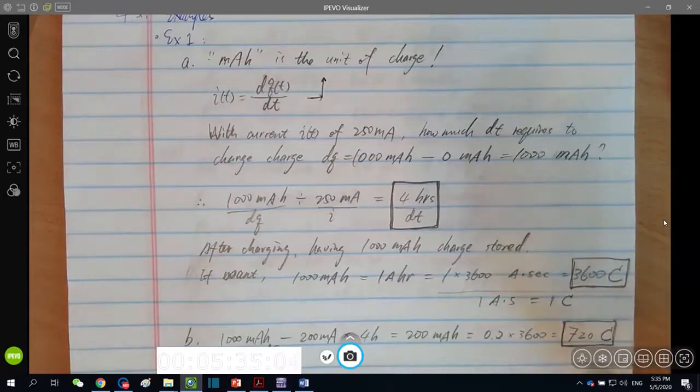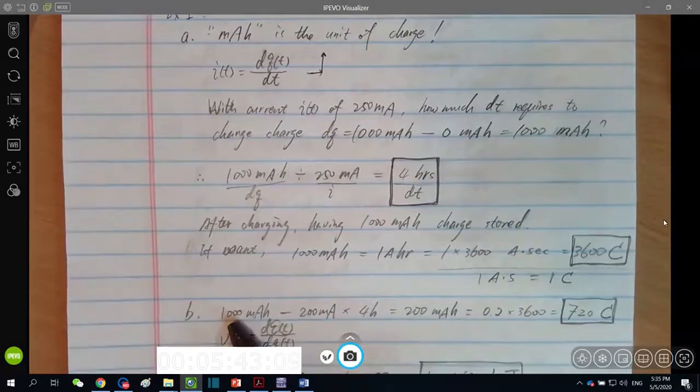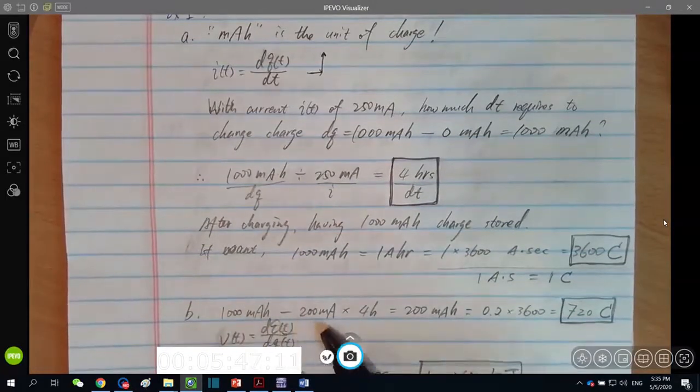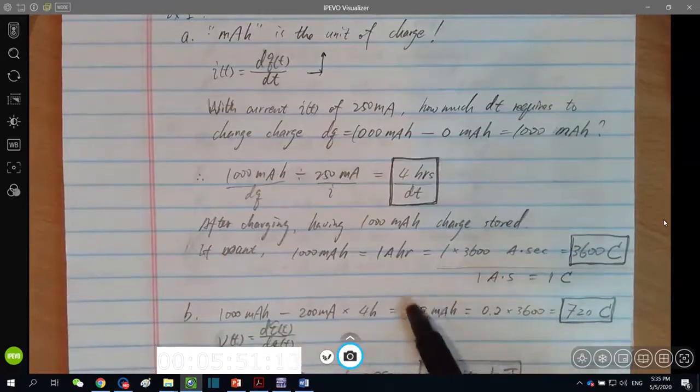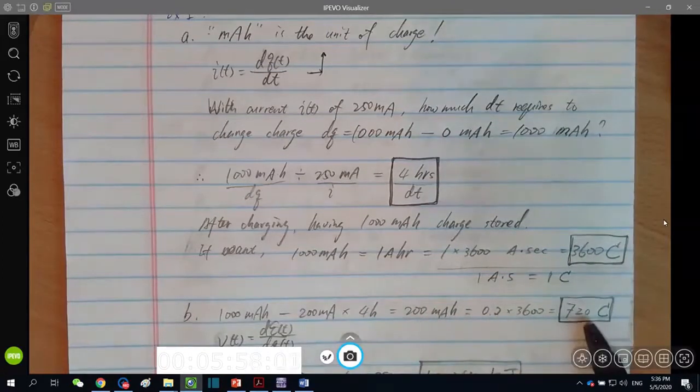And question B is asking for how much charge is left. Following the same idea, fully charged 1000 minus 200 milliampere current times this amount of hour, and then we end up with 200 milliampere hour charge left, and converting it to coulomb, which is 720 coulomb charge left.